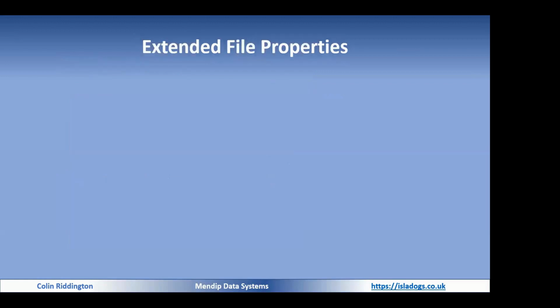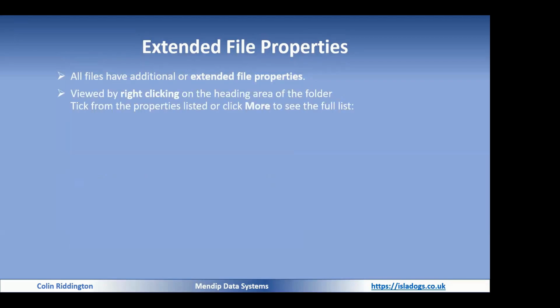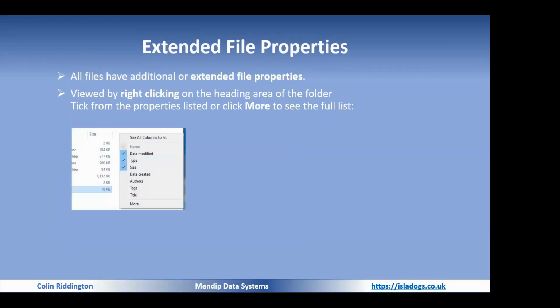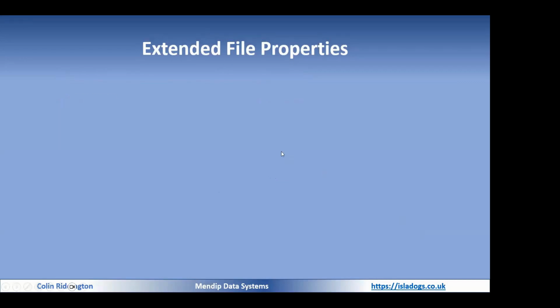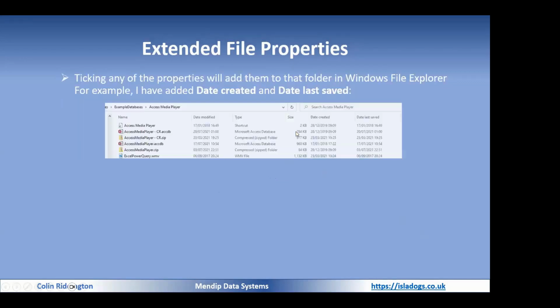If you want to, you can view the extended file properties in File Explorer as well. To do so, you right-click on the heading area of the folder, and when you right-click on the heading area, then you get a choice of additional items. If we click on More, we get a list of all of the available extended properties for that file or that group of files, and you can add whichever ones you want. So once you click OK, having ticked certain items, you then get additional columns.